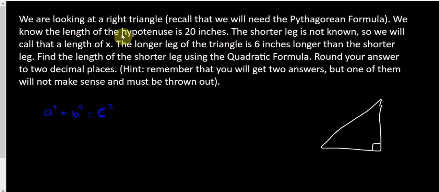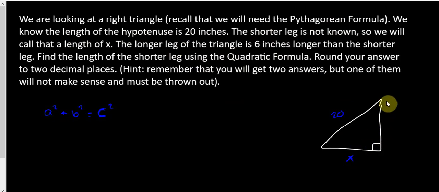So we know that the length of the hypotenuse is 20 inches. So this piece is 20. That's the c part. Yay! The shorter leg is not known, so we're going to call that x. Let's just say that's the shorter one. The longer leg is 6 inches longer than the shorter. Well, if I don't know what the shorter is, it's just x.